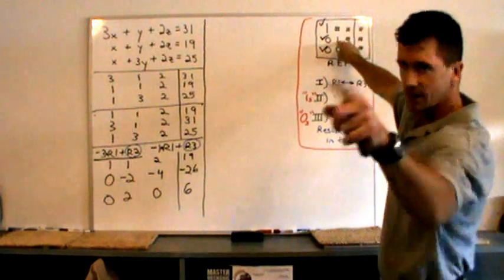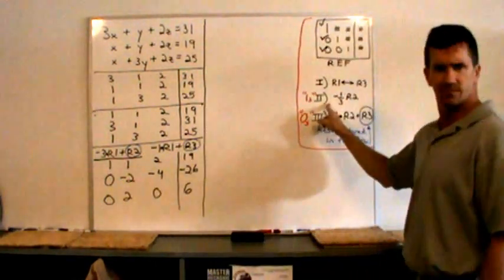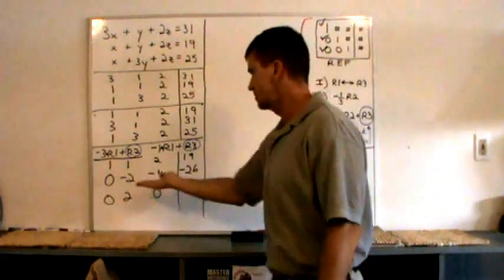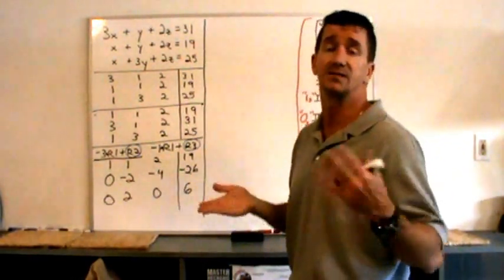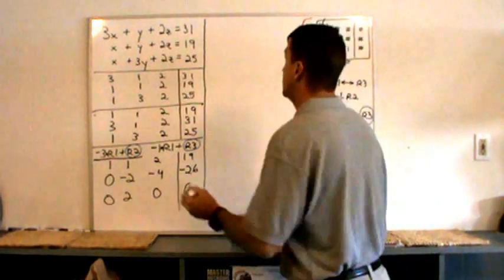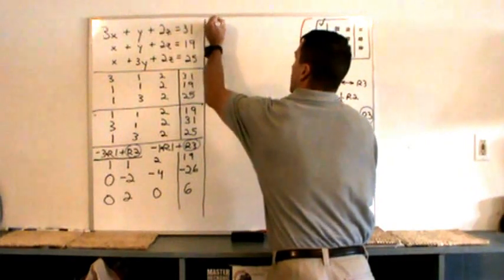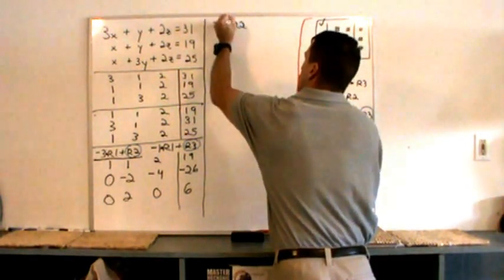We need it to be a 1. Notice it's a negative 2. To make 1s appear, we use this rule. Very simple. It's a negative 2. Just divide a negative 2 in that entire row. The same thing as dividing a negative 2 is multiplying a negative 1/2. So that's what we're going to write. And then we're going to multiply a negative 1/2 just to row 2. That's it. That's all we're going to do.